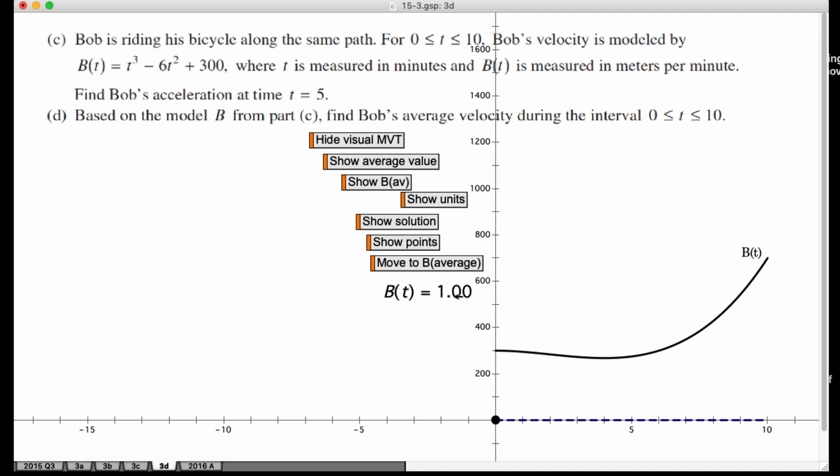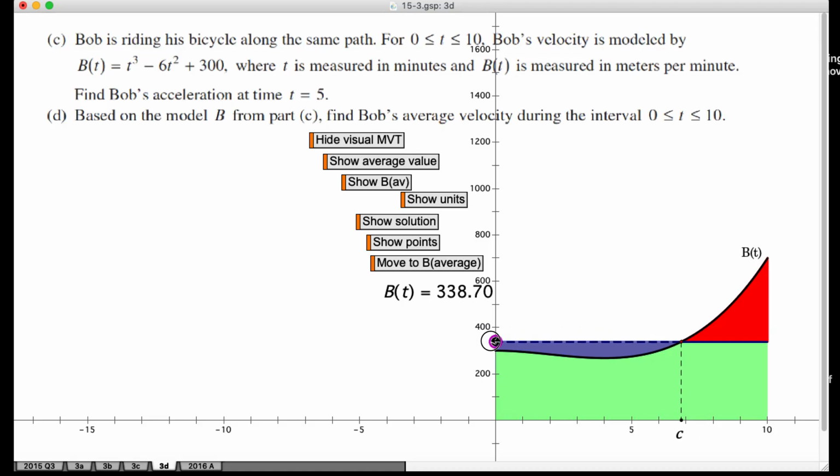I'm just going to show you a picture, and we get the average value formula from the mean value theorem for integrals. What the mean value theorem basically says is that the area under some curve, so the area under this function here, which is b of t in this case, I can approximate with some rectangle.